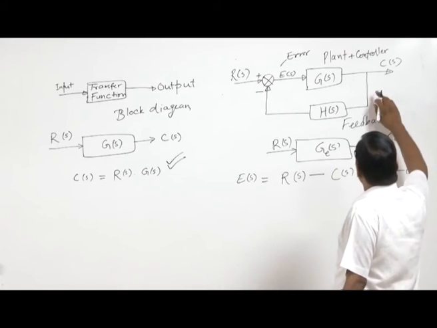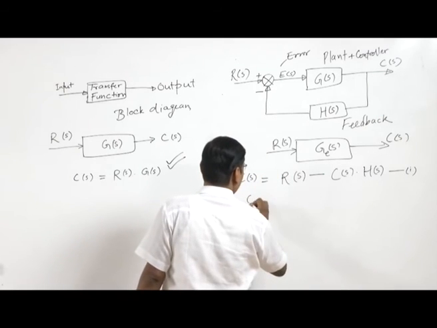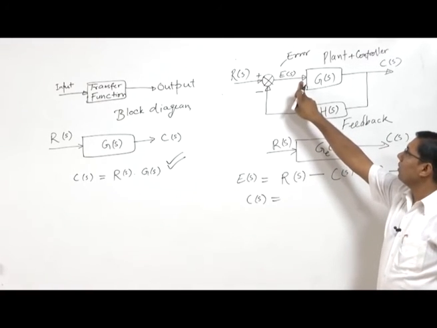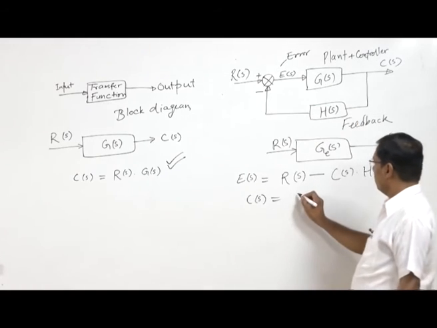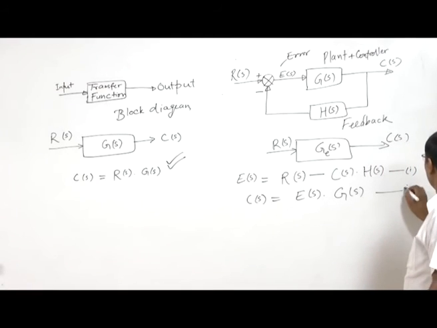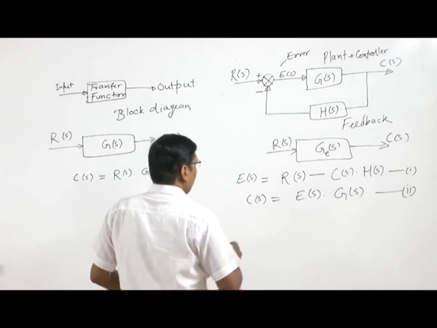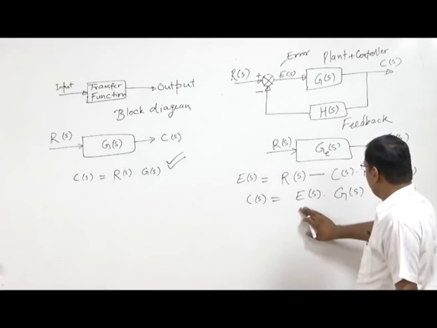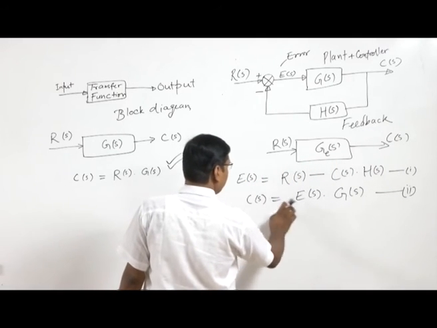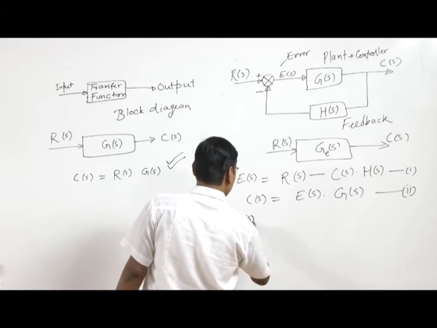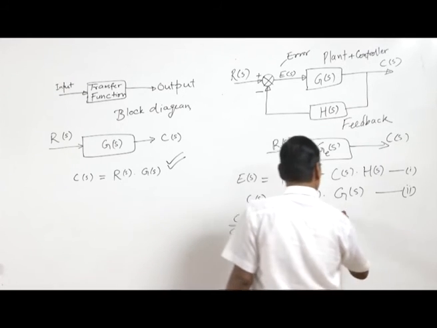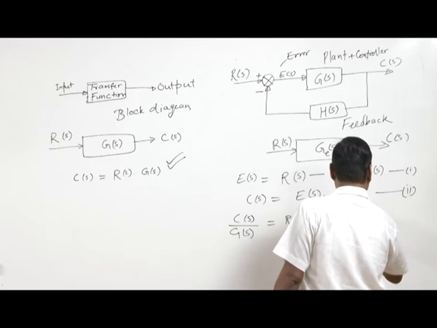Now what is C(s)? C(s) equals E(s), because this is the input to this block, so E(s) into G(s). So this is equation number 2. Now we can replace this E(s) from this equation. So E(s) can be written as C(s) by G(s). So C(s) by G(s) equals R(s) minus C(s) into H(s).